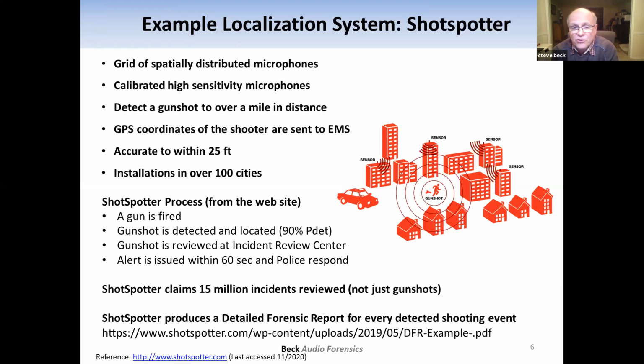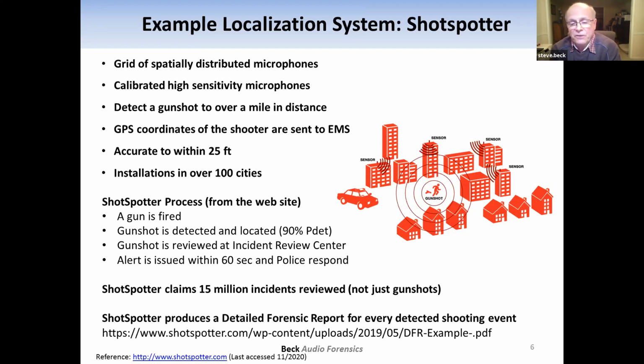The ShotSpotter process is: a gun is fired, ShotSpotter detects it and attempts to locate it, and they claim a 90% probability of detection. They don't say what the false alarm rate is. When they have a detection and a location, they send it to their incident review center, and they can send an alert within 60 seconds to the police. And the police typically will respond and go to that location and see what was going on.